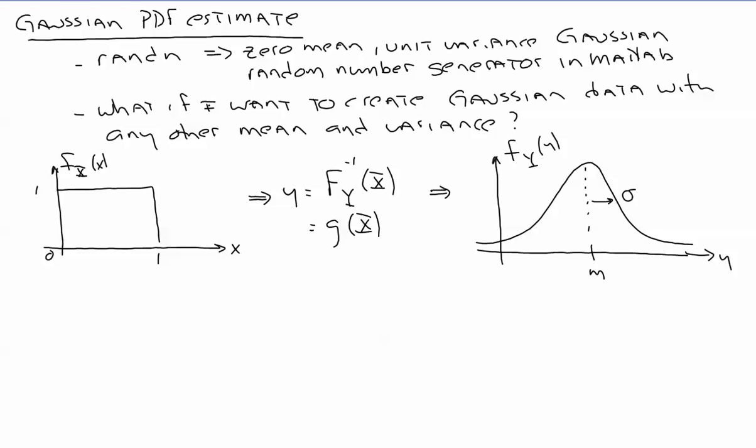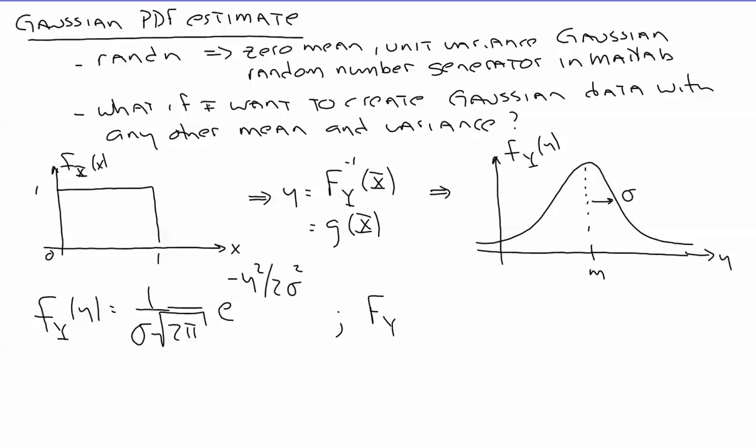Okay? My probability density function equals 1 over sigma square root of 2 pi, e to the minus y squared over 2 sigma squared. And the cumulative distribution function, that's that.